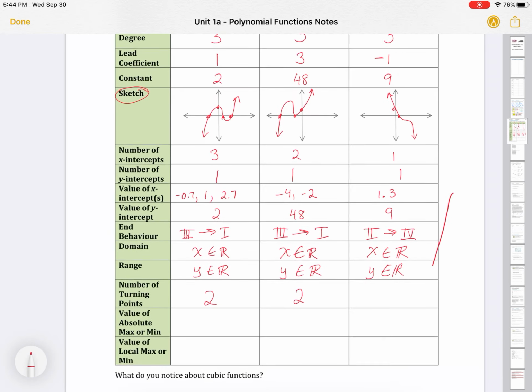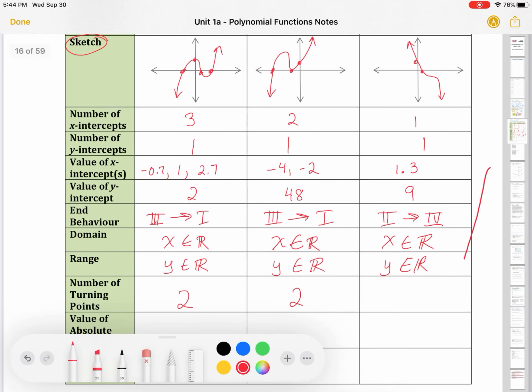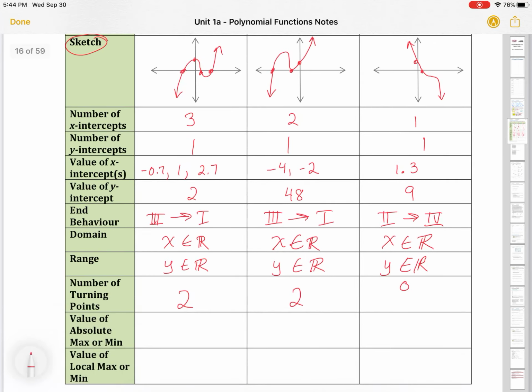Well, in this one I have 2, and in this one I have 2, but in this one, the third one, I don't really have a turning point. What I do have is an inflection point. So I have this weird inflection point where it kind of wants to change direction, but it doesn't completely. So it's that hiccup I spoke of.